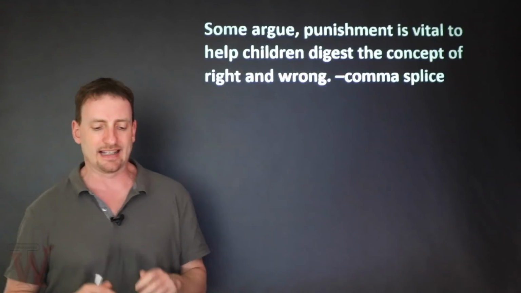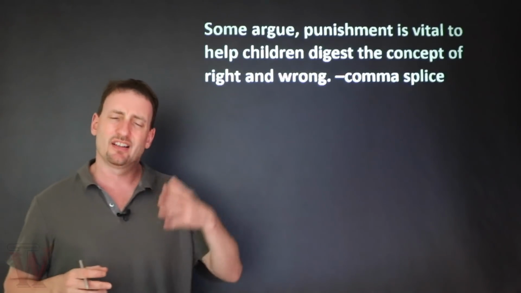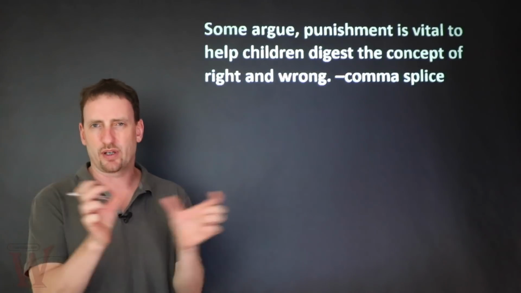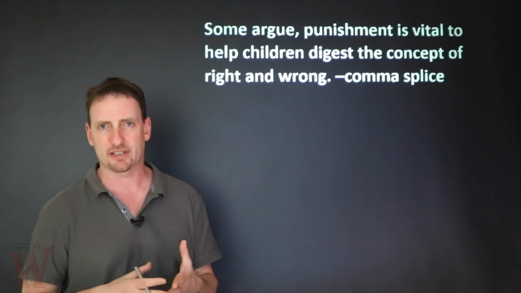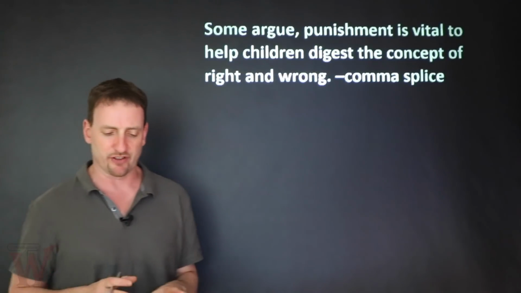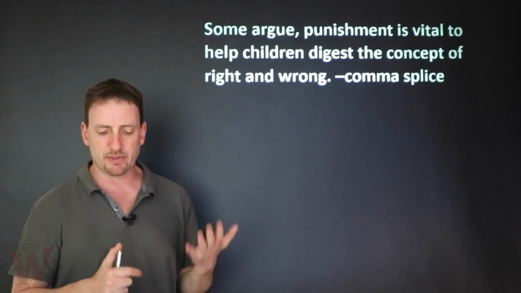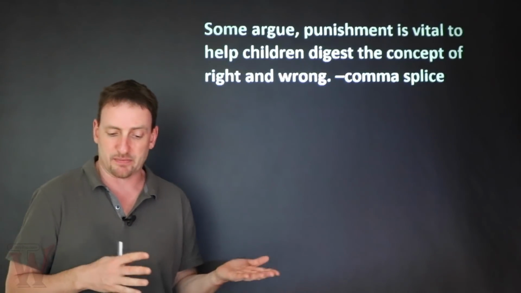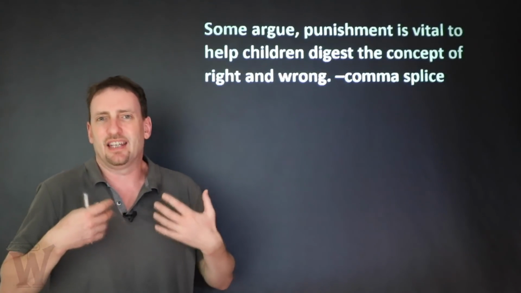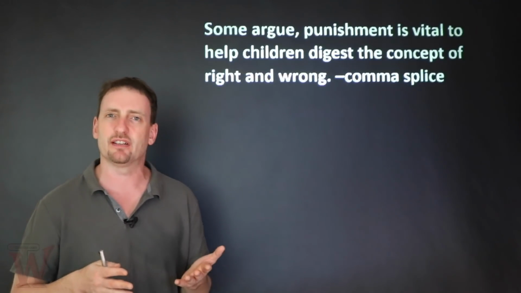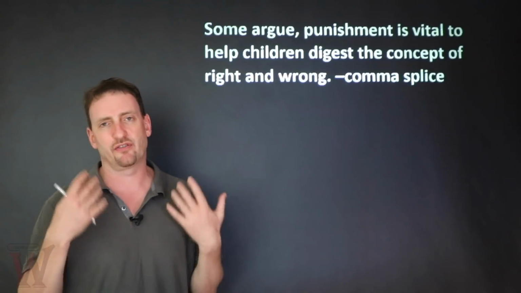Another example. Now, this is called a comma splice. Technically, the other examples I showed you, joining them with a comma, that's also a comma splice. But this one is a little bit different. Some argue punishment is vital. Some argue punishment is vital to help children. You see, even as I'm reading it, I'm not sure how to read it because the comma there is confusing.